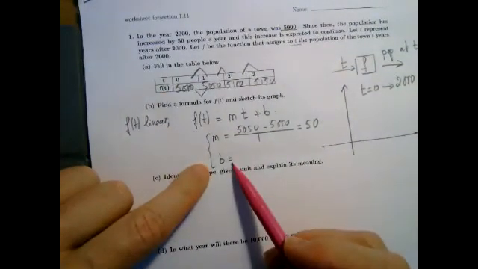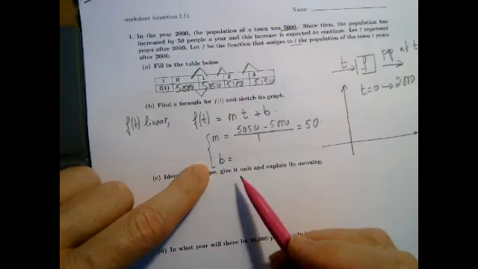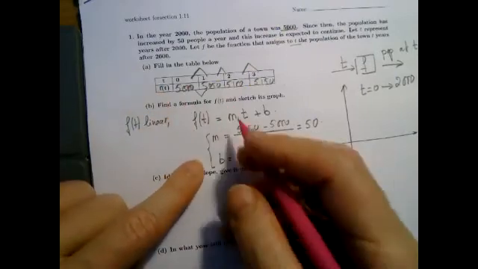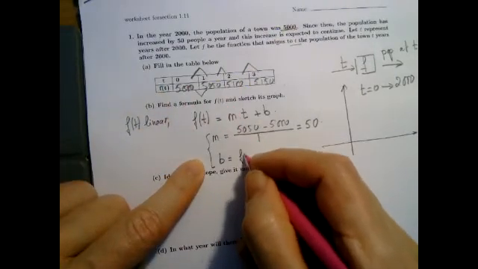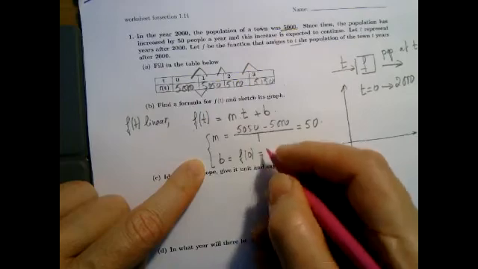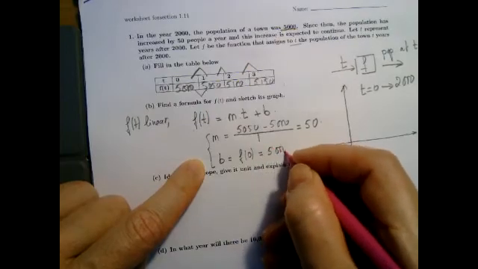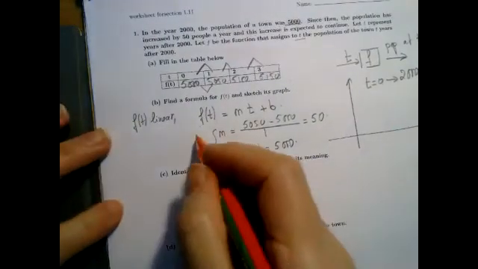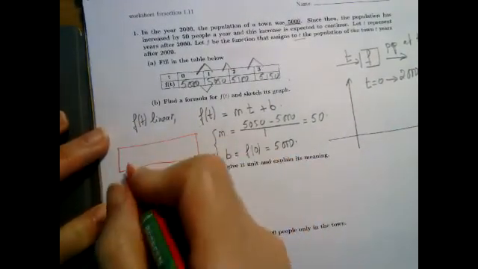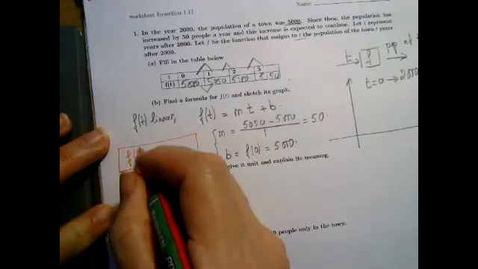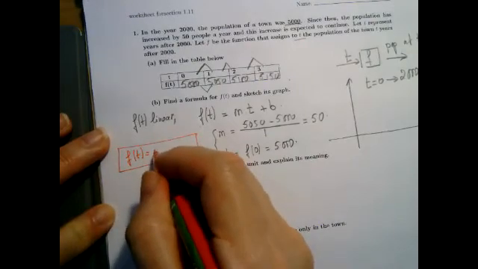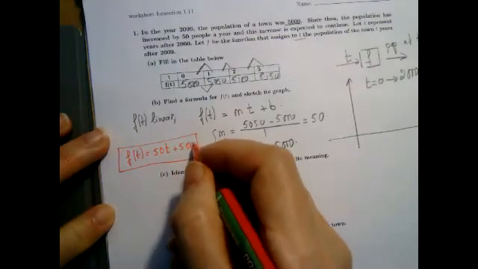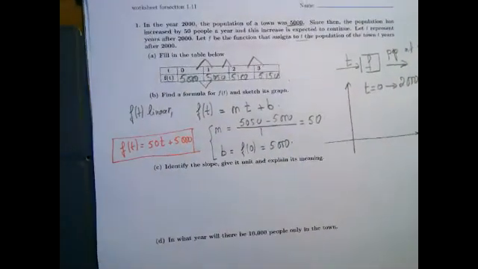And b is the output when t equals 0. In this scenario, b is the value of the function at 0, which is 5,000. So my formula in this scenario is going to be f of t equals 50t plus 5,000. The most simple scenario for linearity.